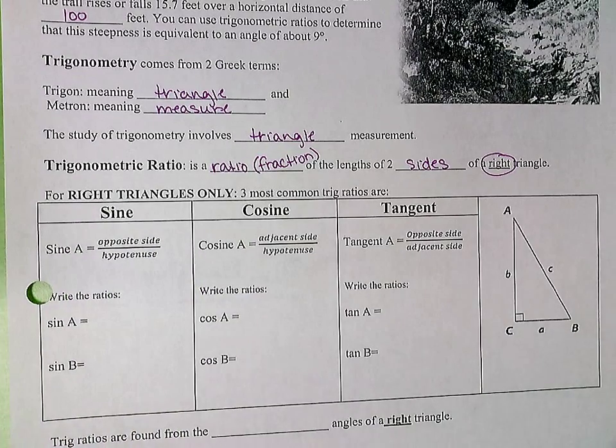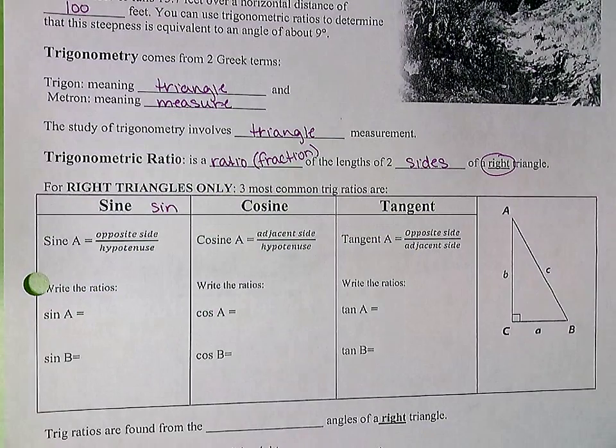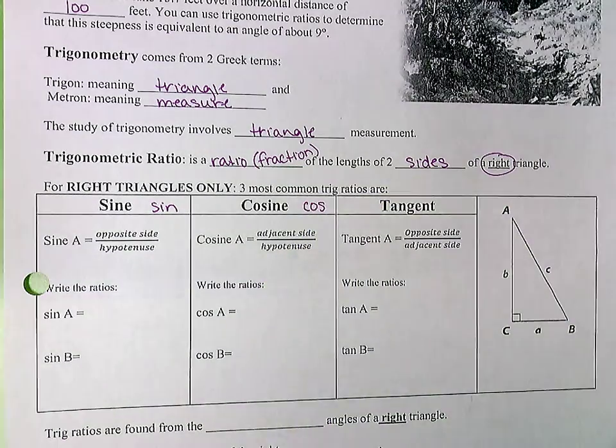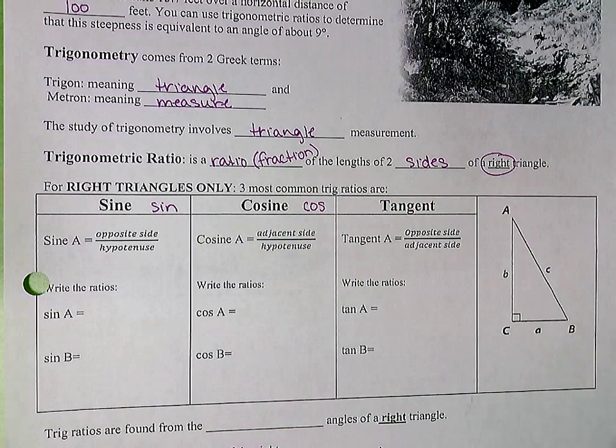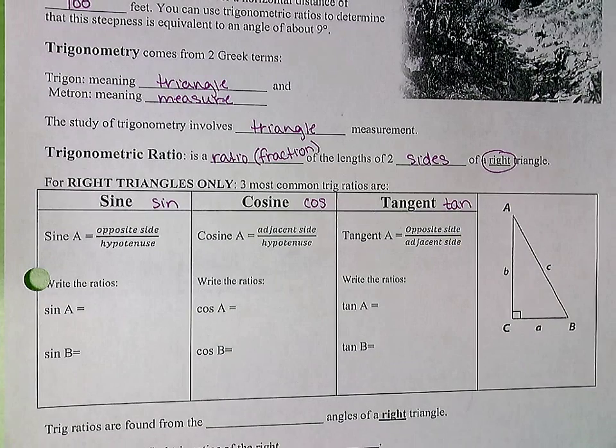So the three most common trig ratios are sine, that's how you pronounce it, cosine, and tangent. The abbreviation for sine is SIN. It looks like sin, but it's still considered sine. The abbreviation for cosine is COS, and for tangent is just TAN. Those are the abbreviations that we're going to use.